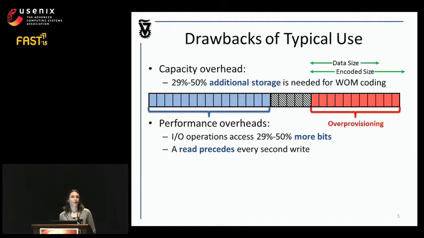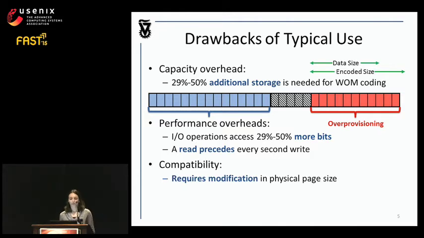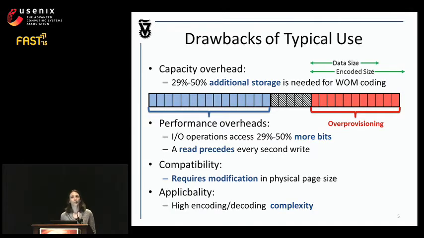Now, other than the capacity overhead, there's also performance overhead, because every I/O operation, read or write, first or second, would have to access between 29 to 50% more bits. And in addition, you have to perform a read before every second write. Other than these two overheads, there's a compatibility problem, because the logical data and the physical data are now no longer in the same size. So you would have to alternate the organization of the flash according to the specific code that you're using. If you don't want to do that, then you're going to have every I/O operation access 2 pages instead of 1, which is even a larger overhead. Finally, there's the problem of applicability.